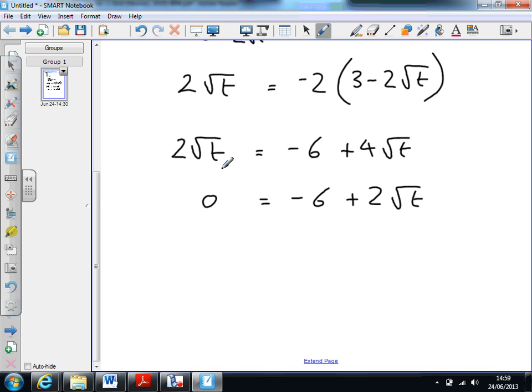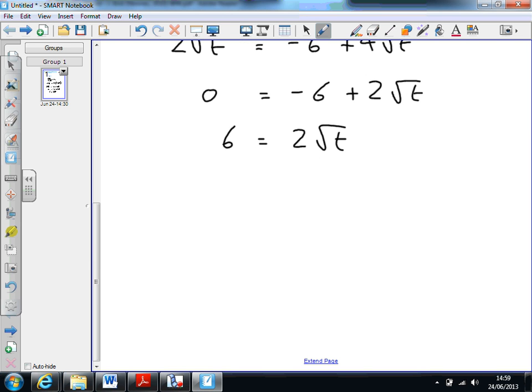Add 6 to both sides. 6 equals 2 root t. Divide both sides by 2 to get rid of the 2 on the right. 6 divided by 2 is 3, equals the square root of t.